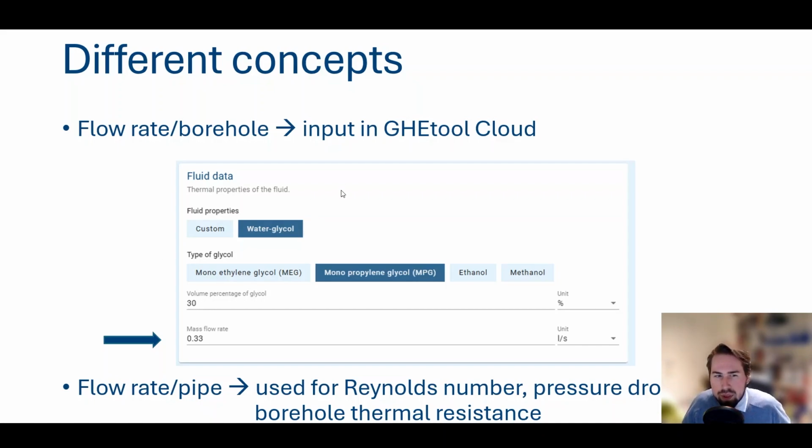So every time you see flow rate per borehole, it's actually what you need for GHEtool Cloud. But in the end, internally, in the backend of GHEtool, it's the flow rate per pipe that's used for all the calculations of the borehole thermal resistance, of the pressure drop, and also of the Reynolds number.